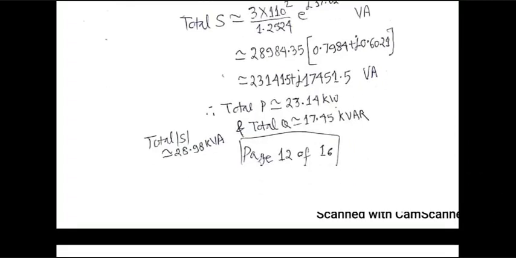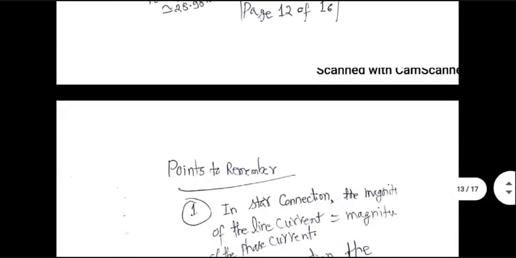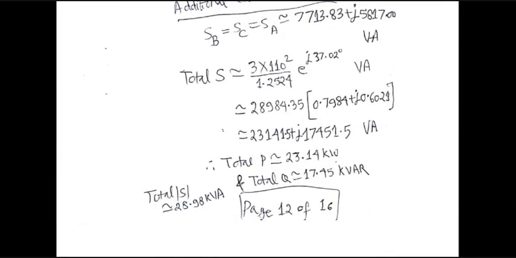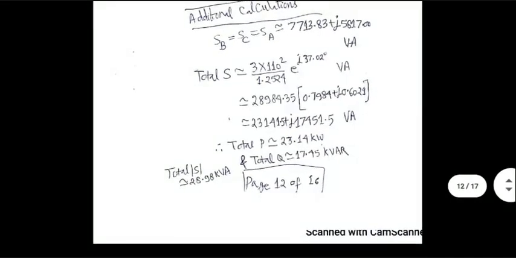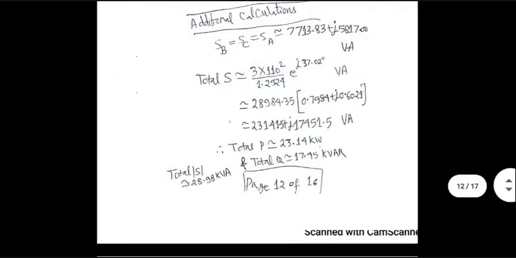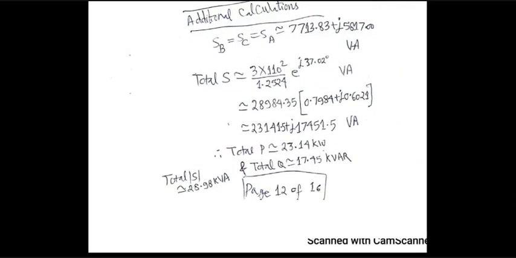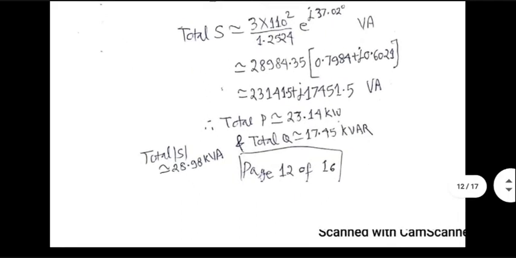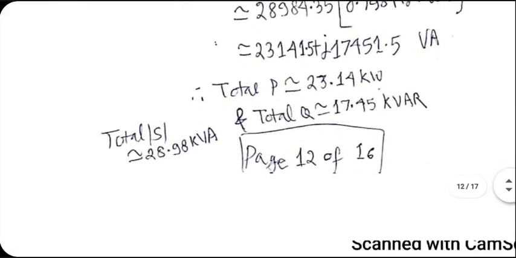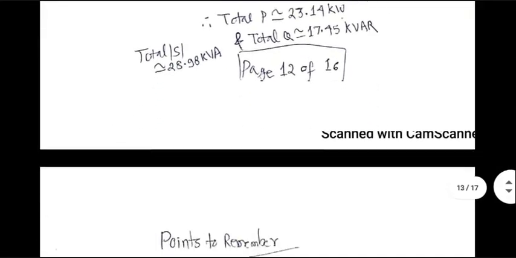So this is the total consumed power. You can draw the power triangle if necessary at this point. I have not done it, but it's possible to do it anytime. The apparent power is the magnitude of S. So that will be square root of 23.14 square plus 17.45 square, which works out to, I think, 28.98 kVA. Double check all this, of course.